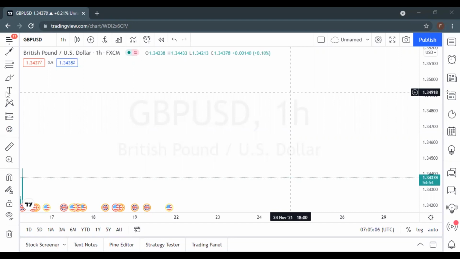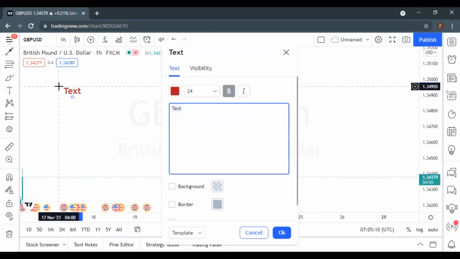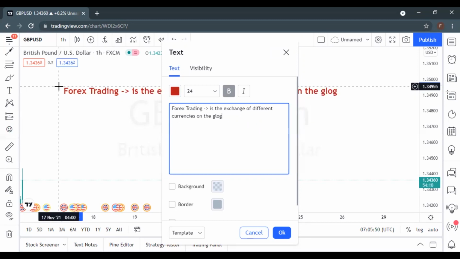So what is forex trading? That's the first question that we need to ask ourselves and answer. Basically, forex trading is the buying and selling of currencies, or rather, we can say forex trading is the exchange of different currencies on the global market. The global market is one of the biggest markets in the world.